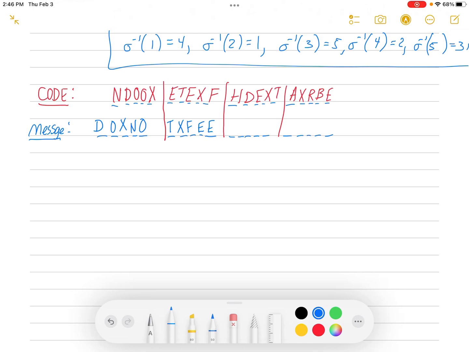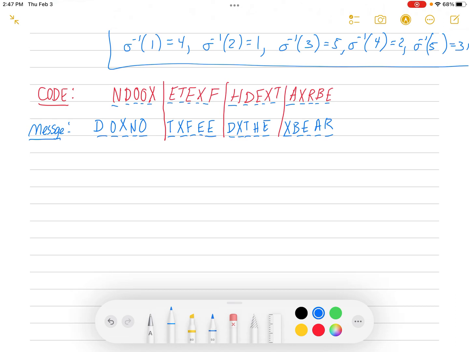Now the third block of text: H, the first character, goes to the fourth place. D, the second character, goes to the first place. E, the third character, goes to the fifth place. X, the fourth character, goes to the second place. And T, the fifth character, goes to the third place. So for our third block we have D, X, T, H, E. And in our final block, A, the first character, goes to the fourth place. X, the second character, goes to the first place. R, the third character, goes to the fifth place. B, the fourth character, goes to the second place. And E, the fifth character, goes to the third place.